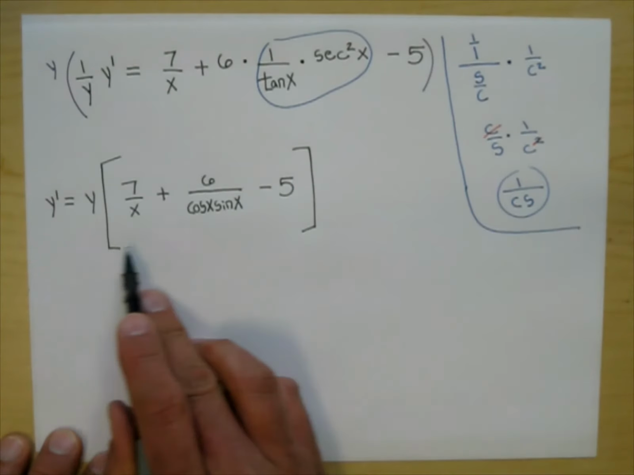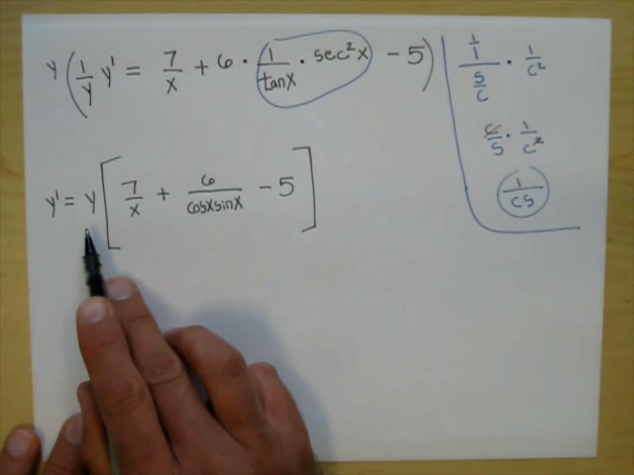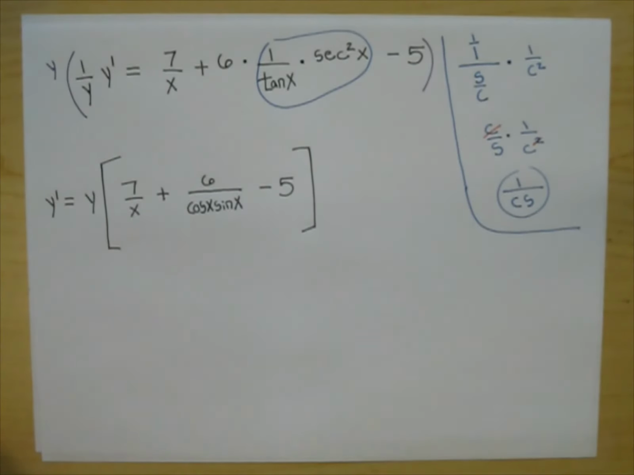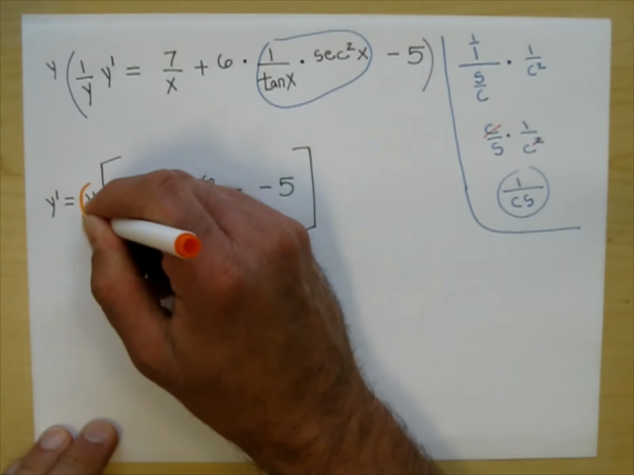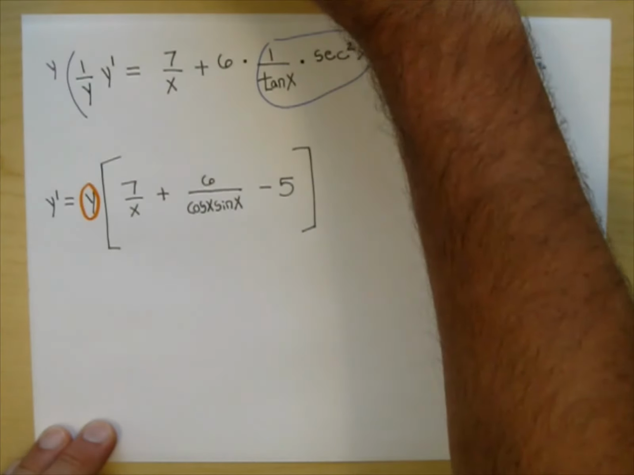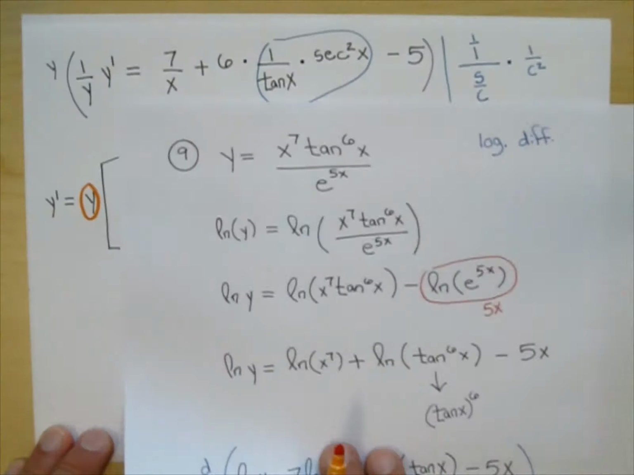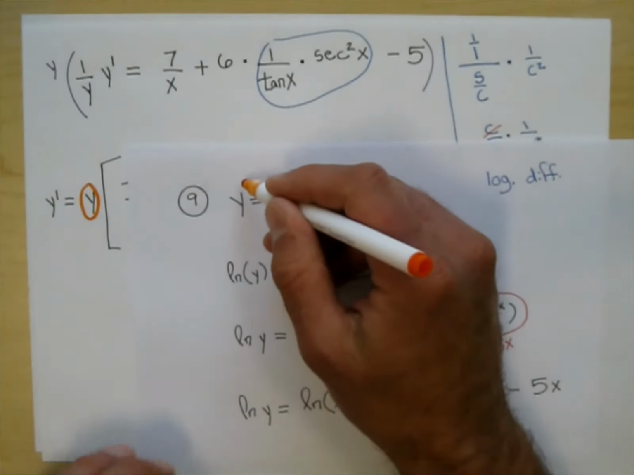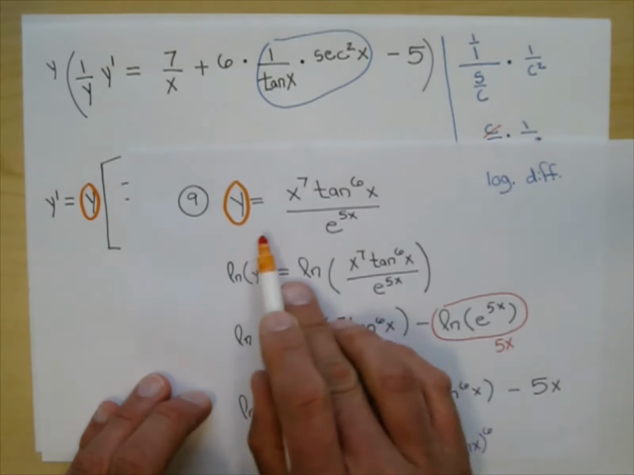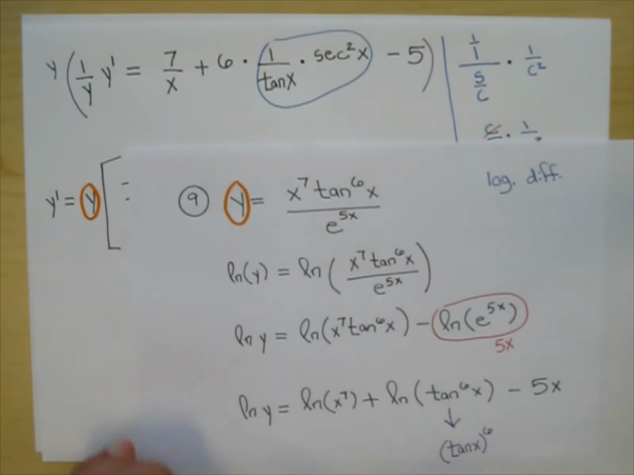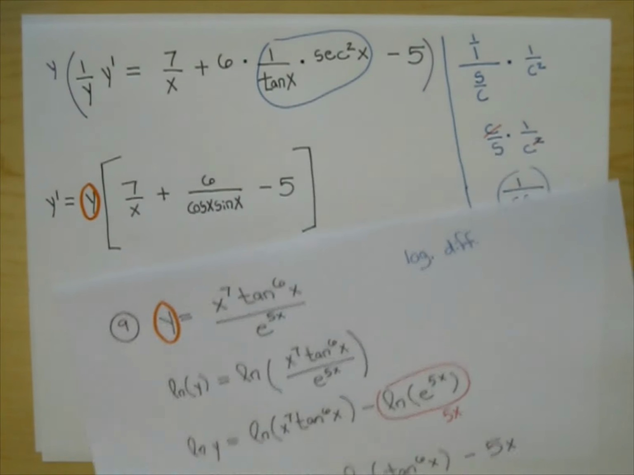Okay. So we don't want to leave this as our answer because we have a y there. We'd like to somehow get rid of that y. Well, we know here's y right here equals this expression, our original problem. So that's what I'm going to do. I'm going to put an x to the 7th, tangent to the 6th, e to the 5x on the bottom.